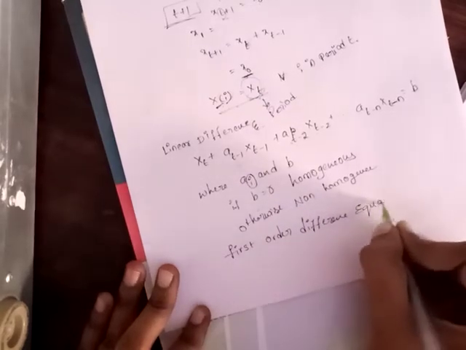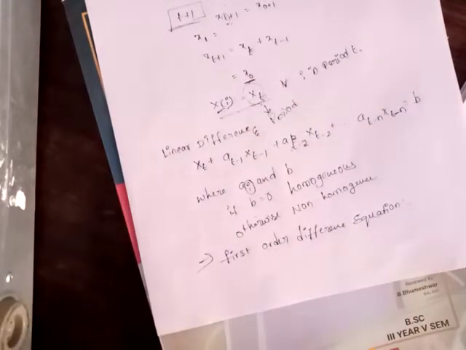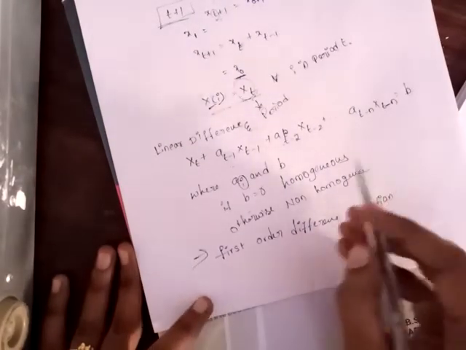difference equation. Okay, now first order difference equation up to n values. We have to take up to nth order difference equations. Okay, now an nth order difference equation determines the sequence uniquely if the first n terms of the sequence are specified. Okay, then up to n values. We have to take up to n values.